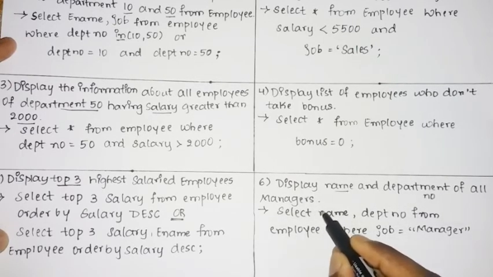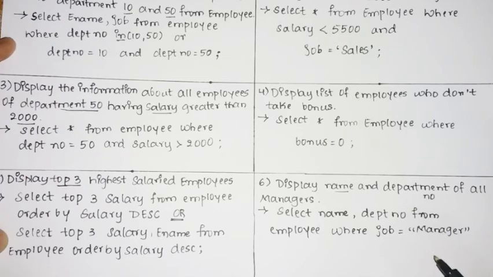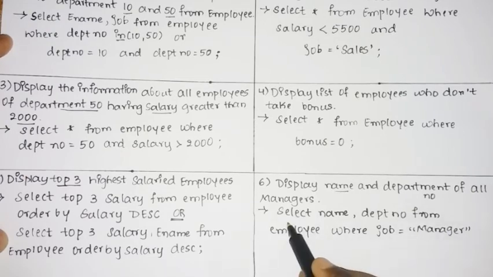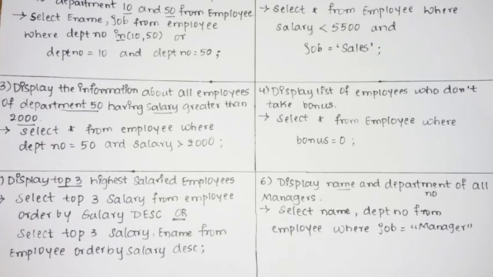You cannot use select star, because select star displays the entire table, but you need only the name as well as the department number, and that too where the job is manager. Therefore you are going to write select name, department number from employee where job is equal to manager. So in this video we have solved around 6 SQL queries. In the next video we shall solve more queries on select statements.